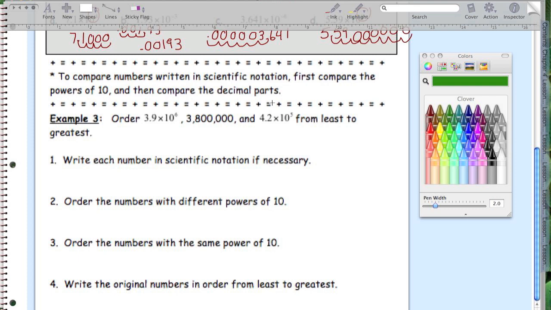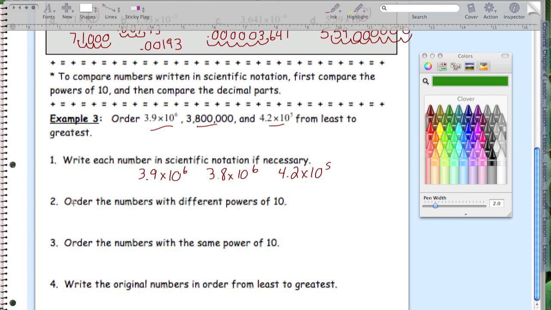To compare numbers written in scientific notation, that's what we're going to do here. We want to compare and order these numbers, all 3 of them. Put them in from least to greatest. So what we're going to first do is compare the orders of 10, then the decimals. So right here it says write each number in scientific notation if necessary. Well, the first one is, so we're good. The second one would be 3.8 times 10 to the 6th, and the last one is already in scientific notation.